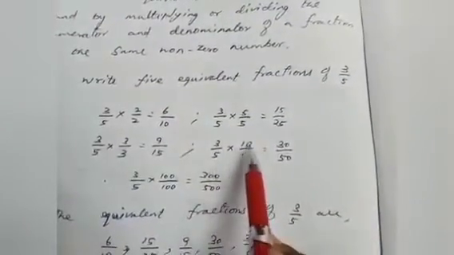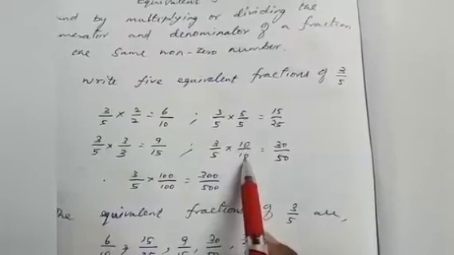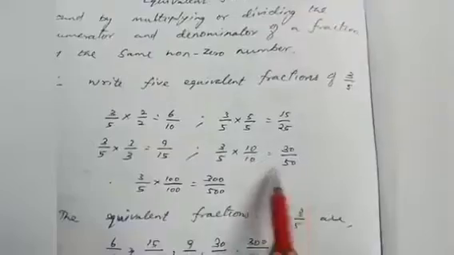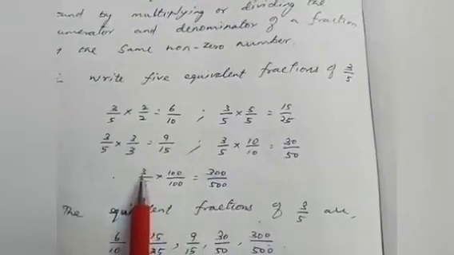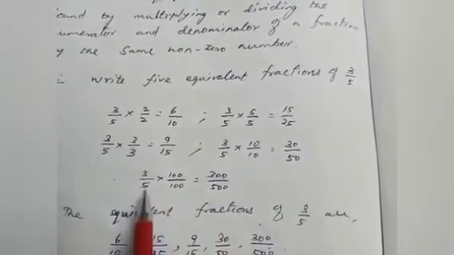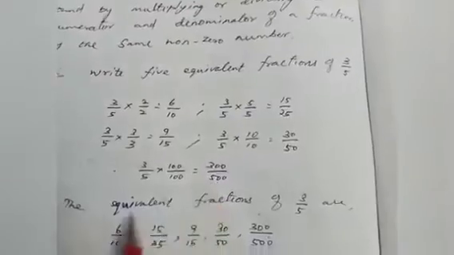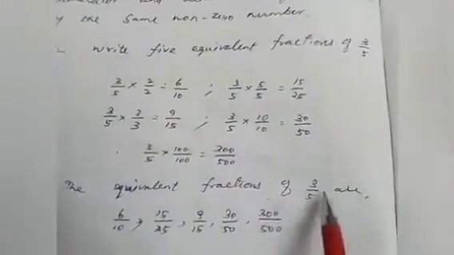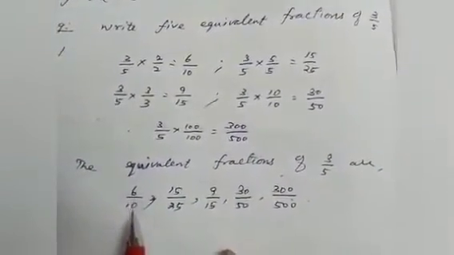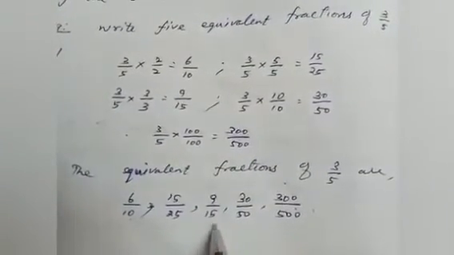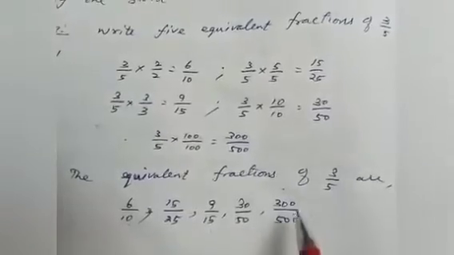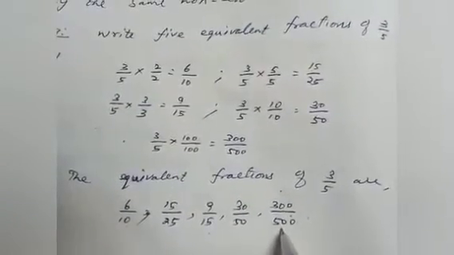3 divided by 5. So multiplying and dividing the numerator and denominator by 10. 3 10s are 30, 5 10s are 50. Then 3 divided by 5, any number. Here 100 divided by 100. 3 into 100, 300. 5 into 100, 500. So the equivalent fractions of 3 divided by 5 are 6 divided by 10, 15 divided by 25, 9 divided by 15, 30 divided by 50 and 300 divided by 500.